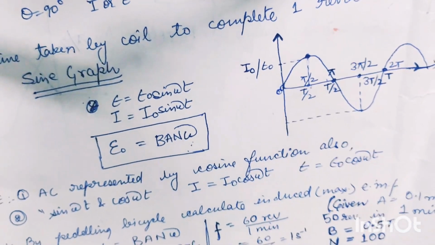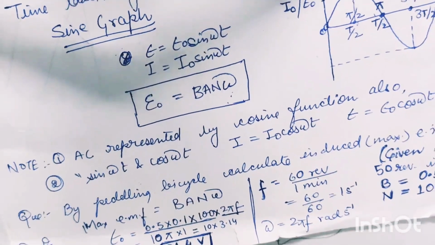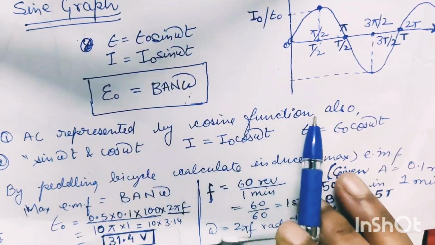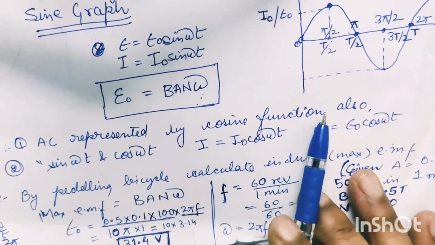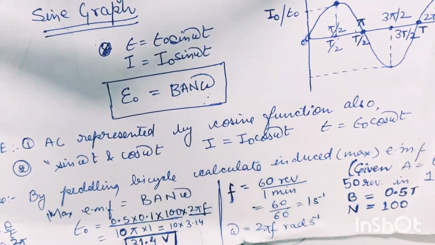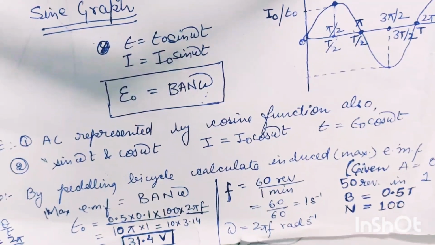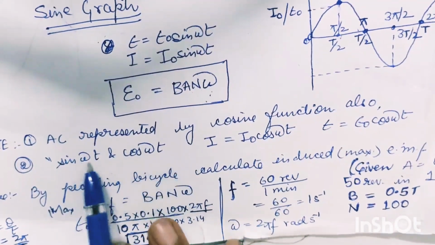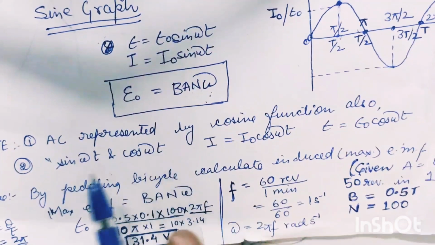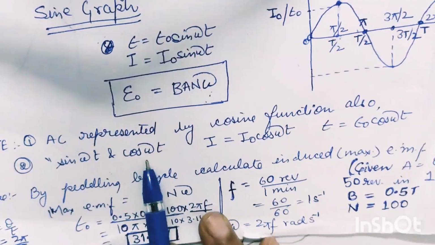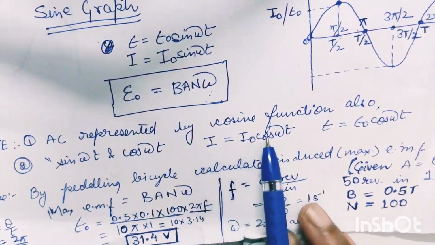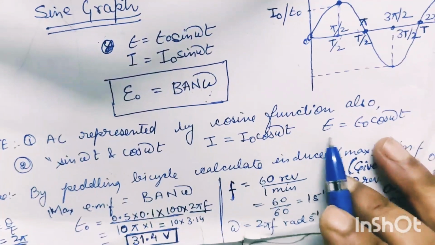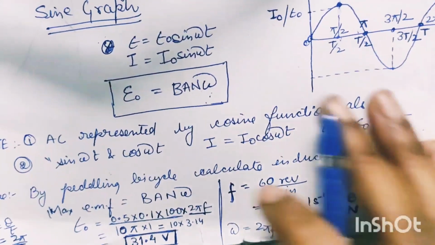Some notable lines here which I have written for you students, that AC is represented by a cosine function also. AC is not only represented by a sine wave, it can also be represented by a cosine wave. Okay, and second, sine omega t and cos omega t, means you can represent the wave value or equation of the AC voltage and current in both the forms. So you can write I is equal to I naught cos omega t, and E, this is voltage actually, E is given by E naught cos omega t.